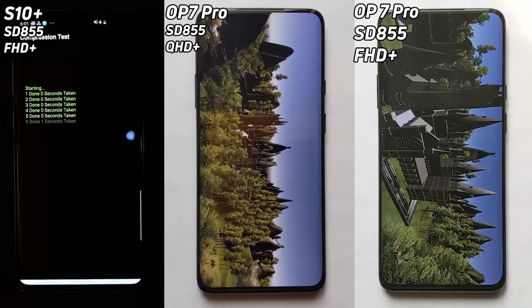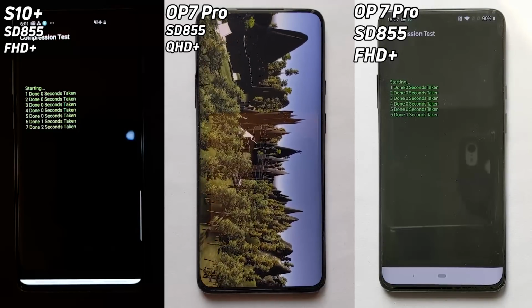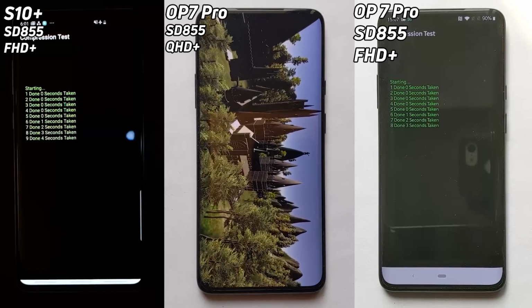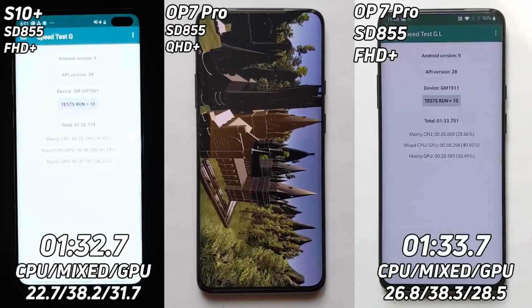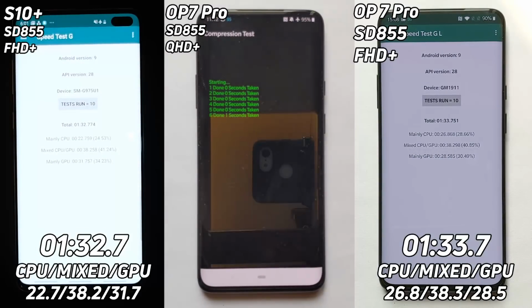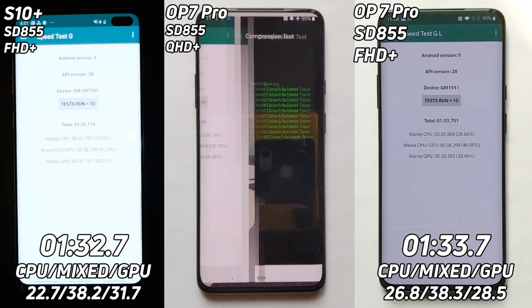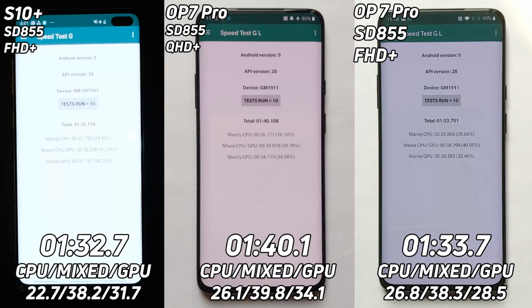And there we go, the S10 Plus is into the compression test, but so is the OnePlus 7 Pro at full HD. There it goes, 1 minute and 32.7 seconds, 1 minute and 33.7 seconds on the right-hand side, and here in the middle, there we go, 1 minute and 40. So let's break down those numbers a bit and see what's going on here.